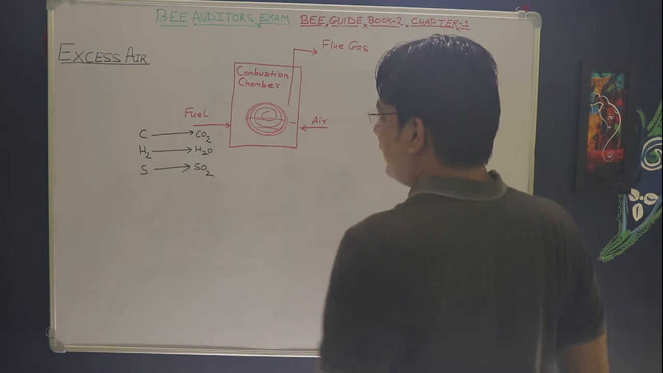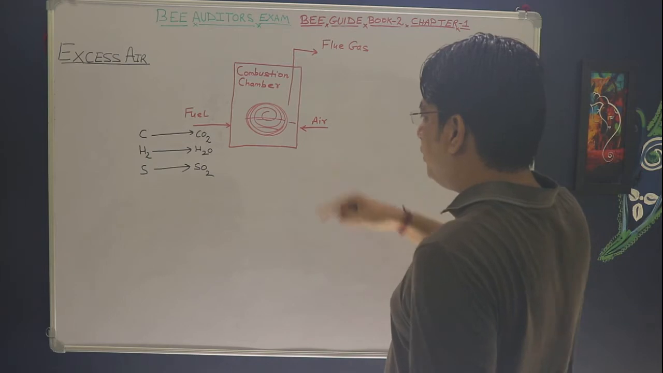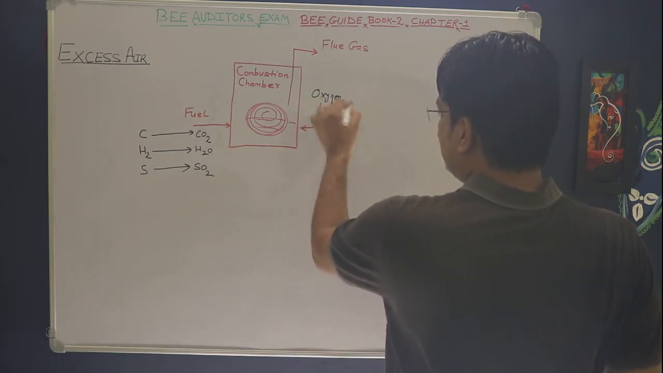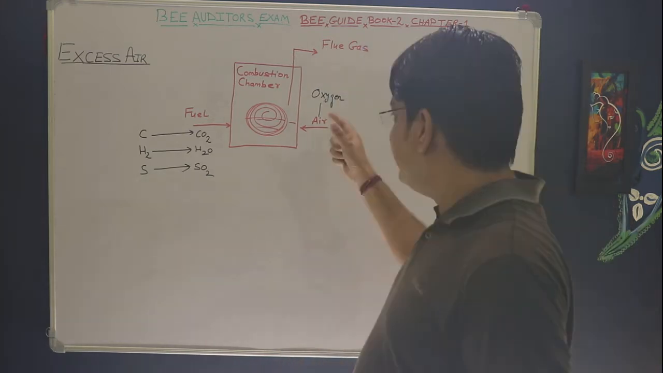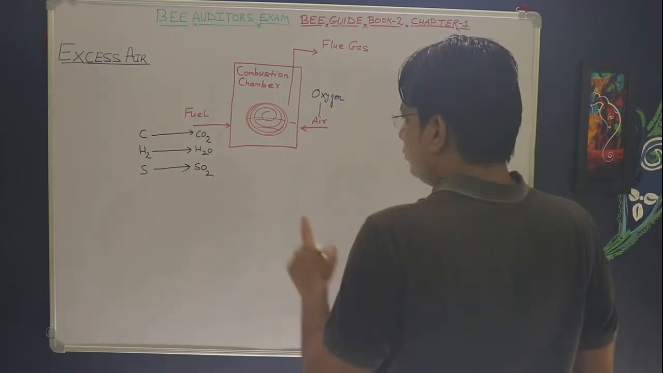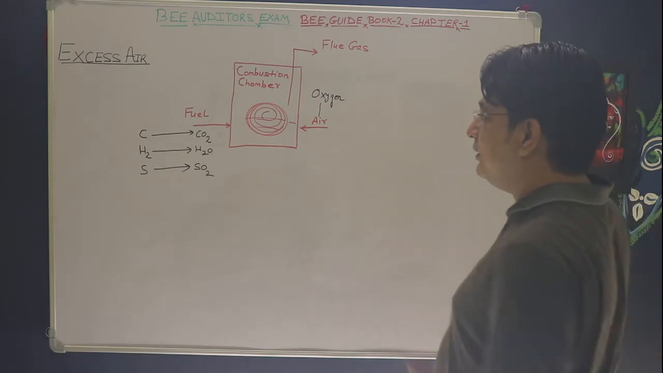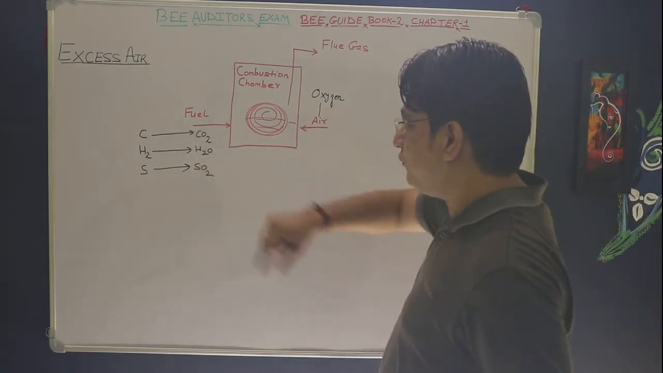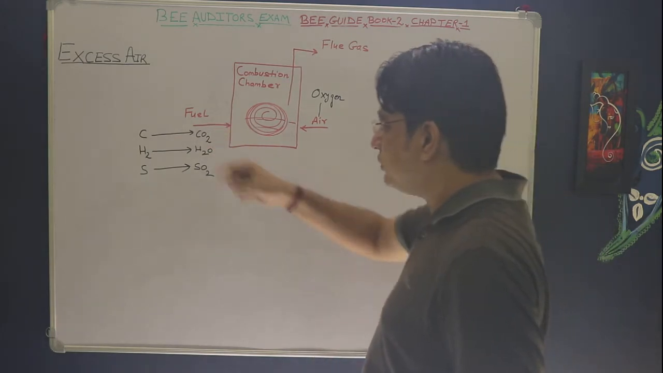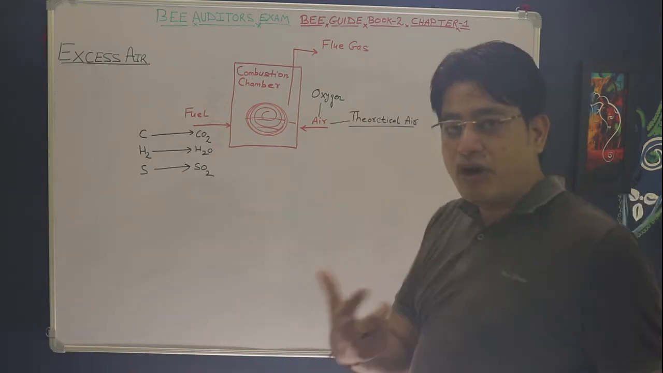Once the fuel which is entering the combustion chamber reacts with this air, and which component of this air in particular? That is oxygen. As I have already told you in my previous video, oxygen is the prime constituent for the combustion. Now suppose the fuel is entering and I am supplying just the air which is required for the combustion of this fuel. So the just quantity of air which is required for the combustion of this fuel is called theoretical air, as I have already told you.